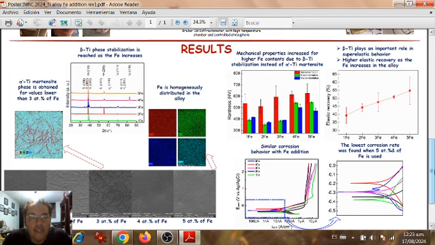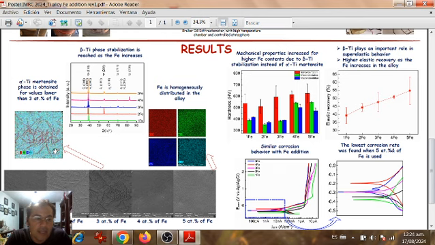So the results show that the addition of iron generates a stabilization of the beta T phase. As we can notice, from 4% of iron we obtain only the beta T phase. Below this quantity of iron, we obtain a mix of phases composed of martensitic and beta T phase.